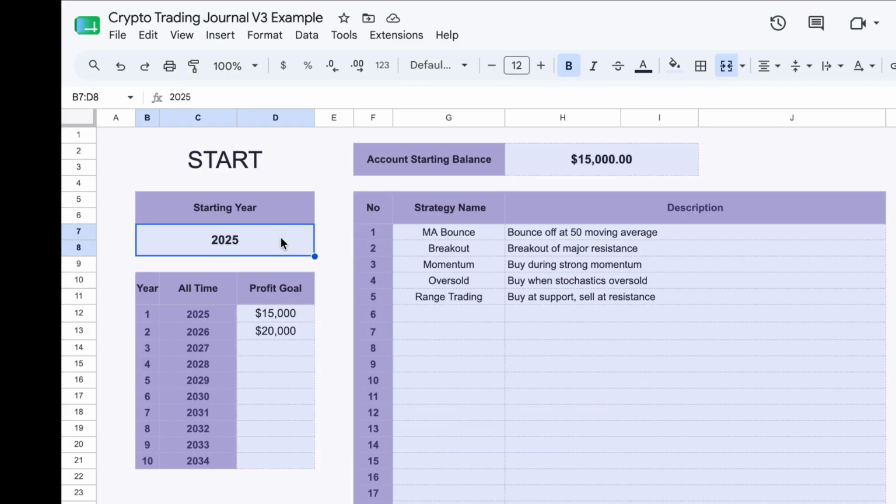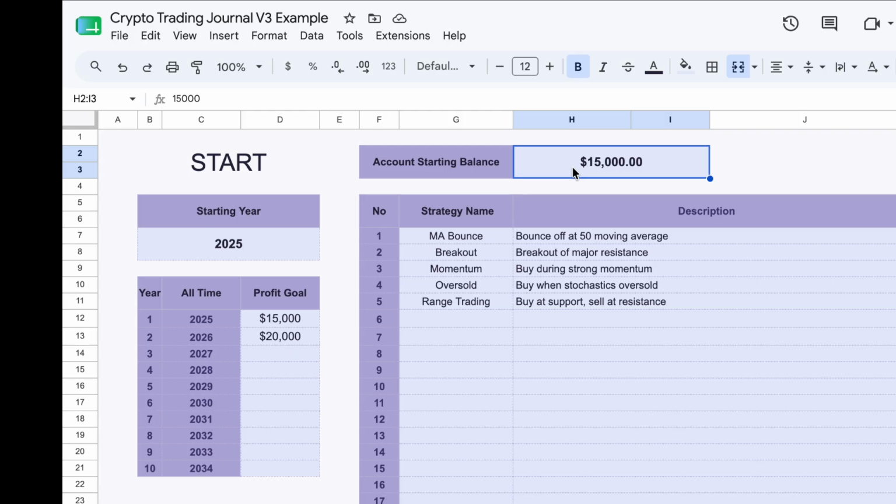Start by entering your starting year. The journal will automatically generate the following 10 years. Next, enter your annual profit goal. Having a clear target makes it much easier to stay focused and measure your progress over time. Then enter your starting account balance.